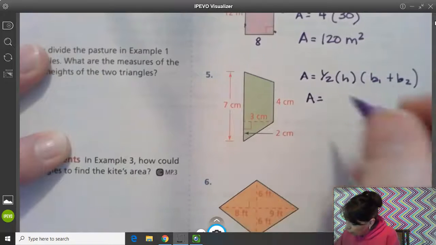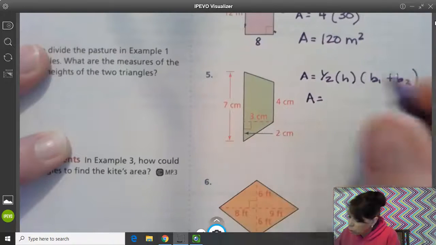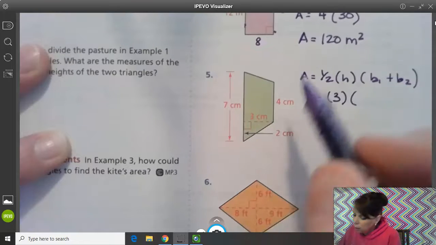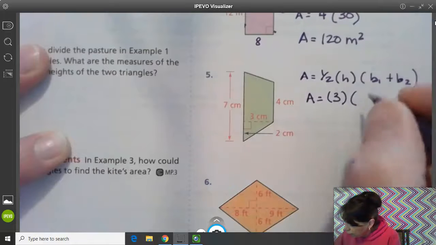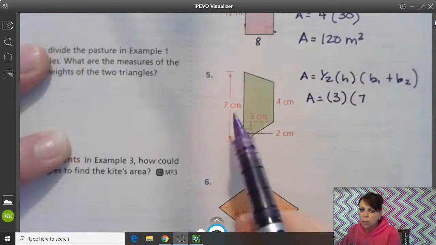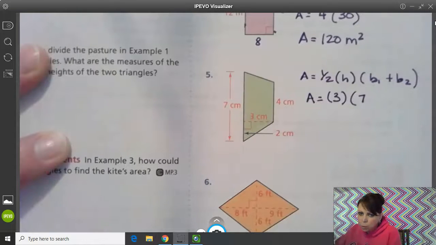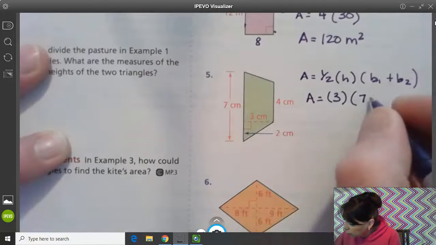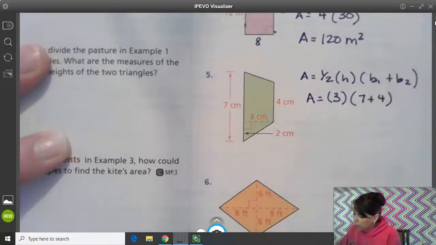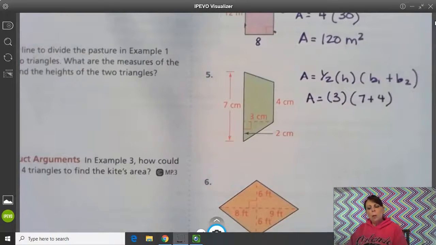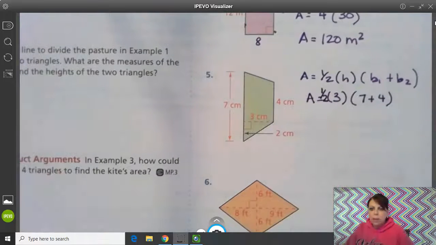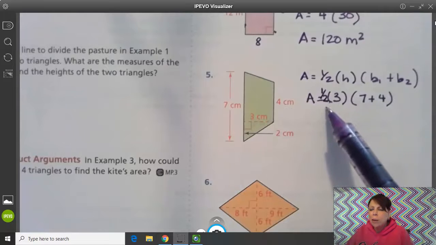All right, so the height in this particular picture, it is 3 times base 1. Base 1, it shows us this full side is 7. And again, I don't care which you consider to be base 1 and base 2. It doesn't matter. You're adding them, so you're going to get the same answer no matter what. So 7 plus this side plus 4. Okay. All right, now in this one, we could cut the, whoops, I forgot to put the half in. Half of 3 times 7 plus 4. I could cut the 3 in half, but it gives me a decimal.